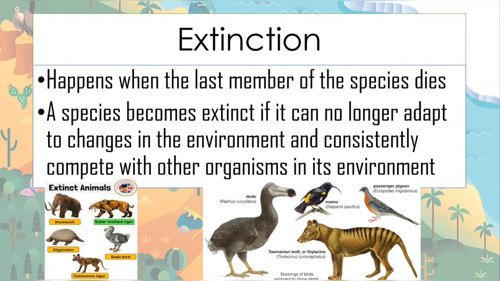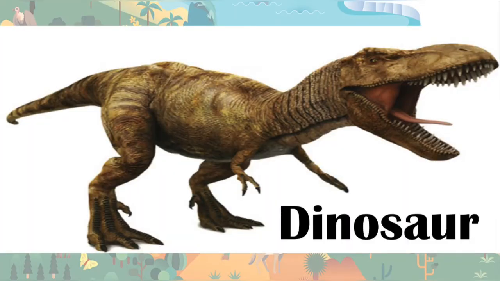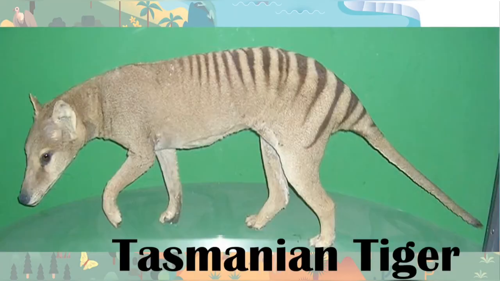Extinction happens when the last member of the species dies. A species becomes extinct if it can no longer adapt to changes in the environment and consistently compete with other organisms in its environment. These are the examples of extinct animals: dinosaurs, Tasmanian tiger, dodo.